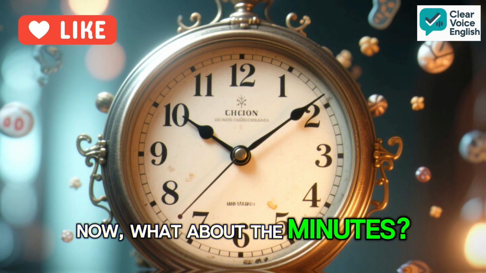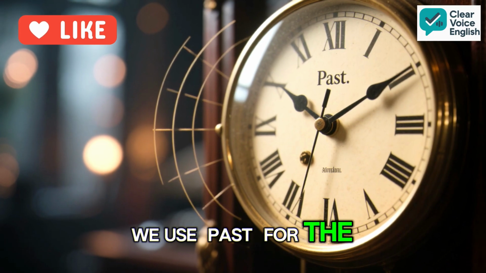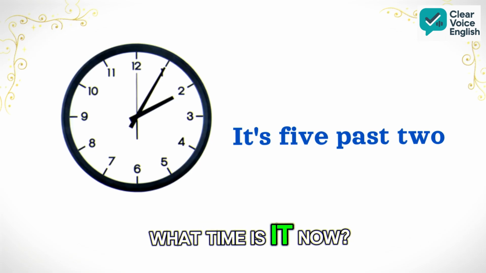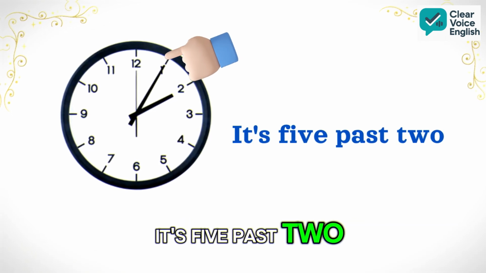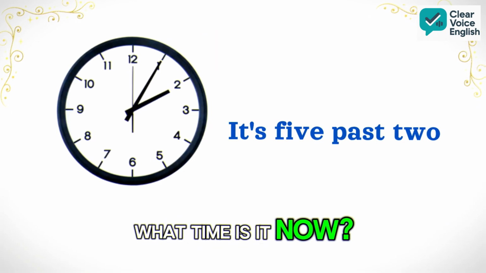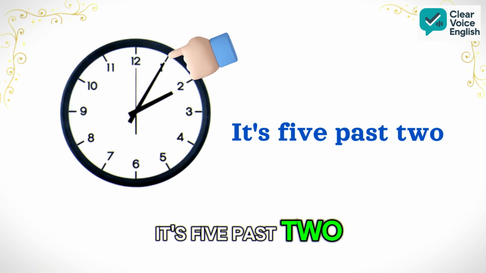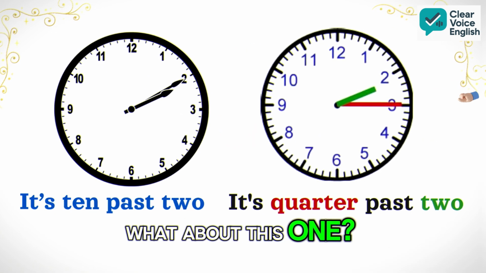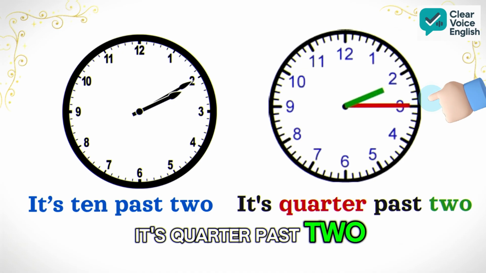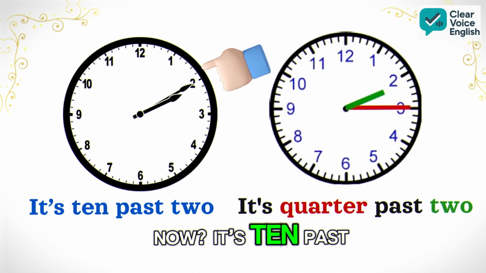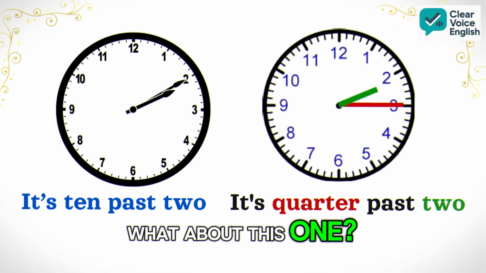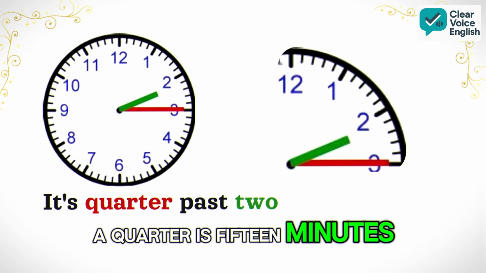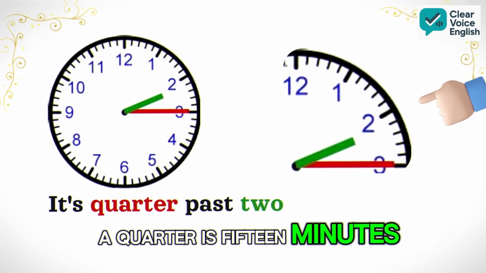Now what about the minutes? We use past for the first half of the hour. Let's try it. What time is it now? It's 5 past 2. Now? It's 10 past 2. What about this one? It's 1/4 past 2. A quarter is 15 minutes.